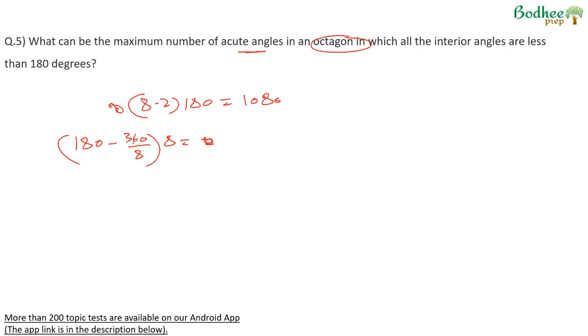8 cancel. This will be 8 into 180 minus 360, or 2 into 180, which is 6 into 180 or 1080. All the angles are less than 180 degrees. Now the sum of 8 angles, 1, 2, 3, 4, 5, 6, 7, 8, is 1080. If I maximize this angle and take it to 180, I will be able to minimize the corresponding angle.